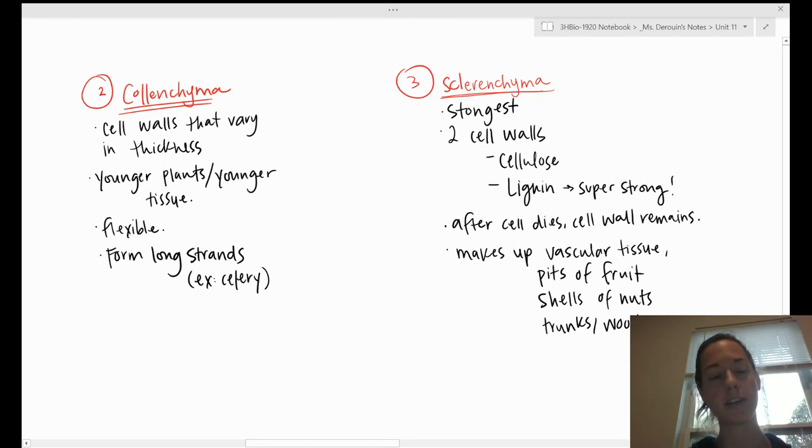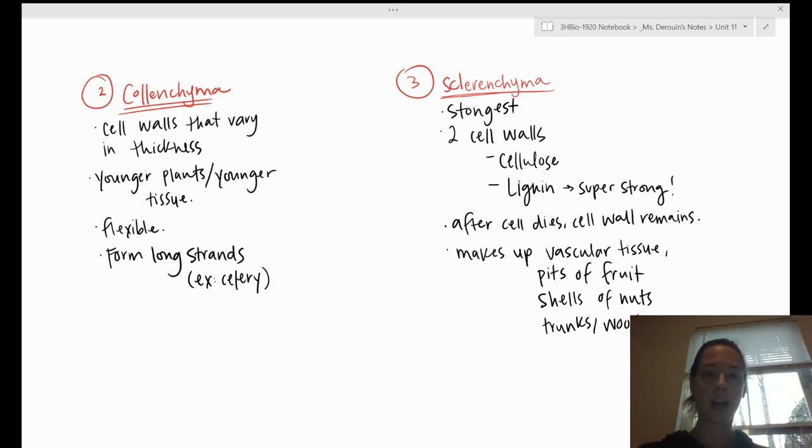So those are your three cell types. Again, this is just an overview. This is generalized. There are more cell types. There's more diversity. This is just three examples of the diversity of cell types that exist in plants.